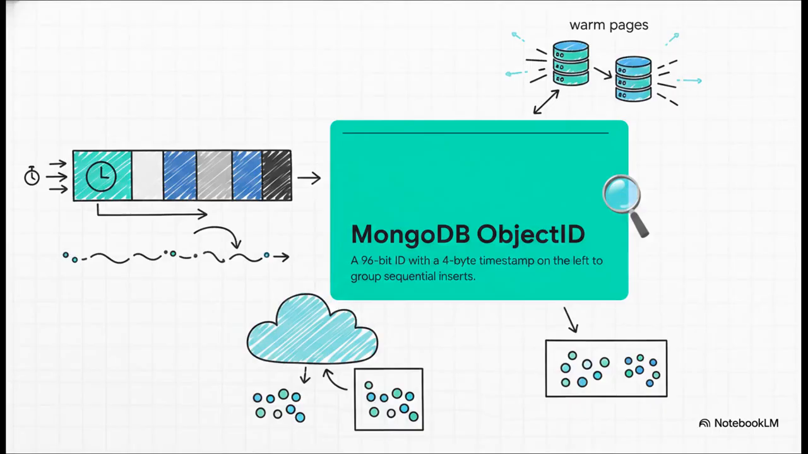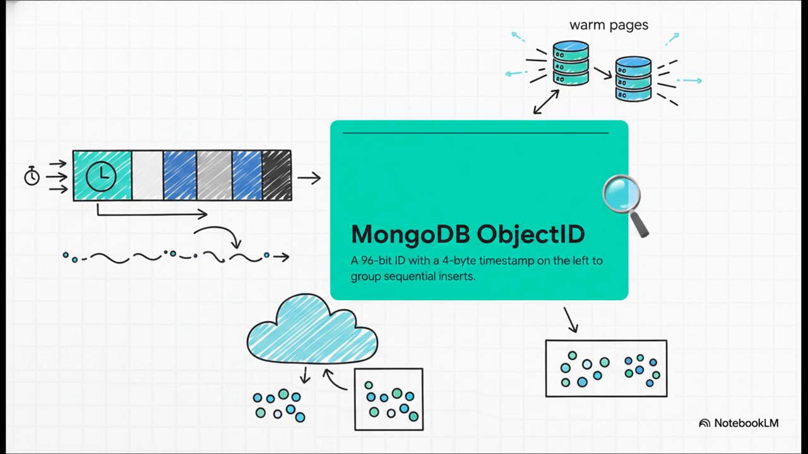Let's look at our first architectural evolution and see how MongoDB attempted to solve this random insertion problem while still keeping things decentralized. They created the Object ID. By placing a 4-byte timestamp on the far left side, the most significant bits of the ID, sequential inserts naturally cluster together within the exact same second. This gives us what we call time sortability.